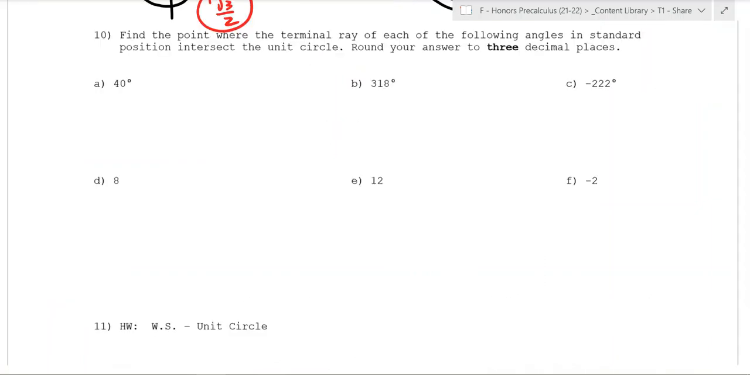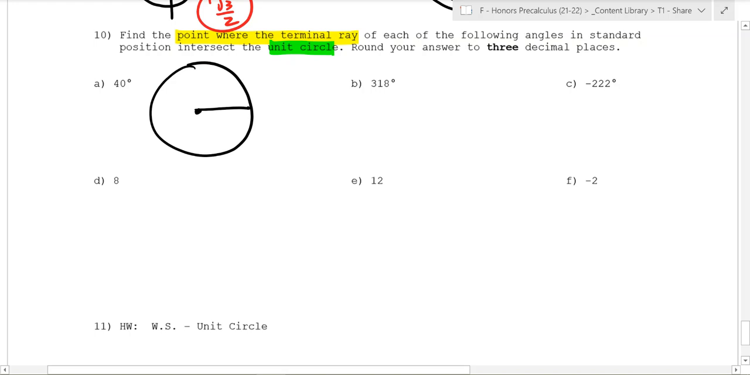So here are some more practice problems for you. You're going to find the point where the terminal ray of the following angles in standard position intersects the unit circle. So it's a circle of radius 1. So 40 degrees here. If it's 40 degrees, that's not a triangle we know. So the point right there when it's 40 degrees, remember, is going to be cosine of 40, comma, sine of 40. Those are trig values that you need to use your calculator for. So when you do that, you end up with 0.766 and 0.643.